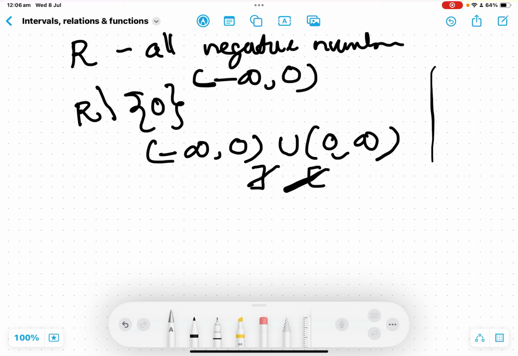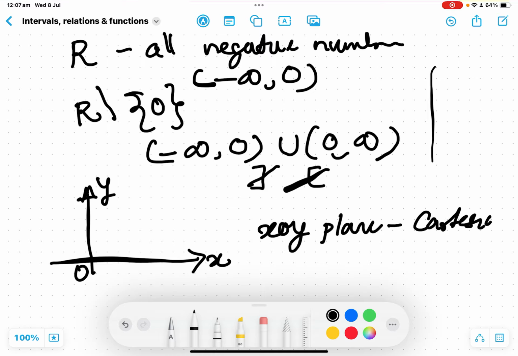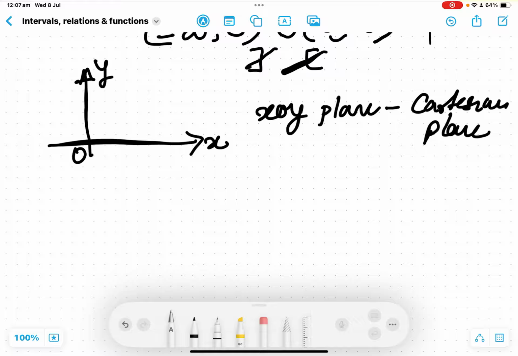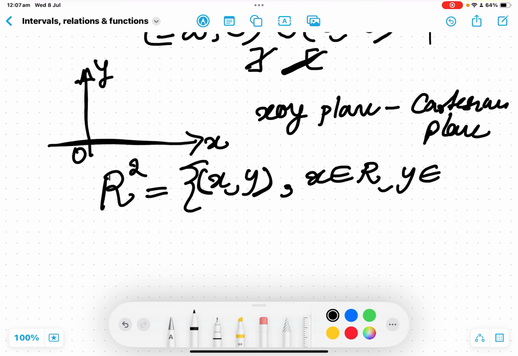When it comes to the Cartesian plane or xy plane, or we call it the XOY plane, we normally denote it as R squared, and it is written as R squared equals {(x, y)}, where x belongs to R and y belongs to R. x and y are real numbers.